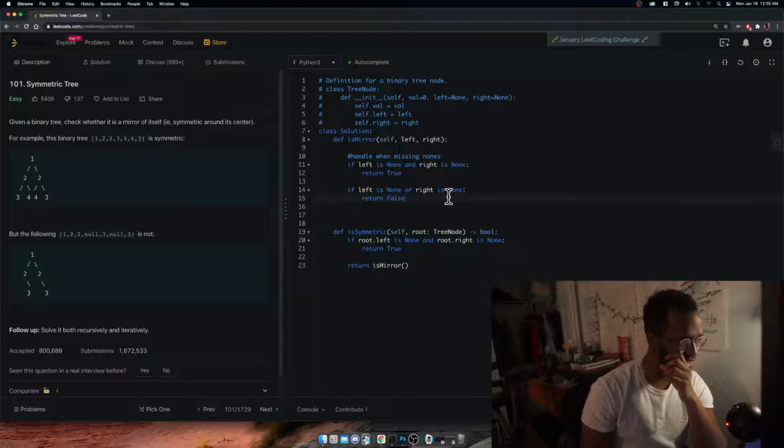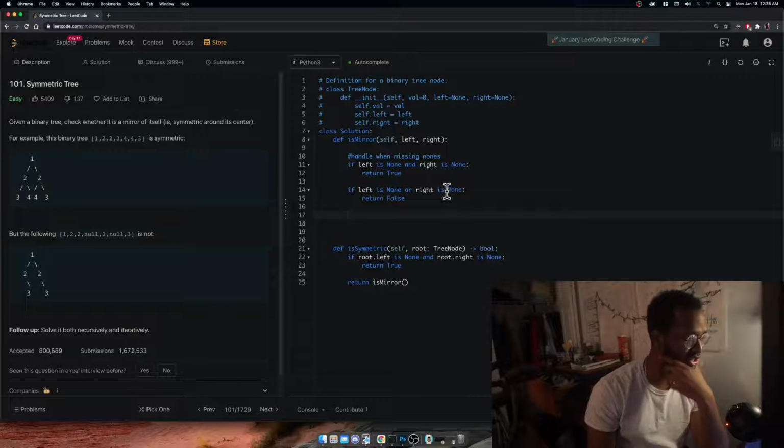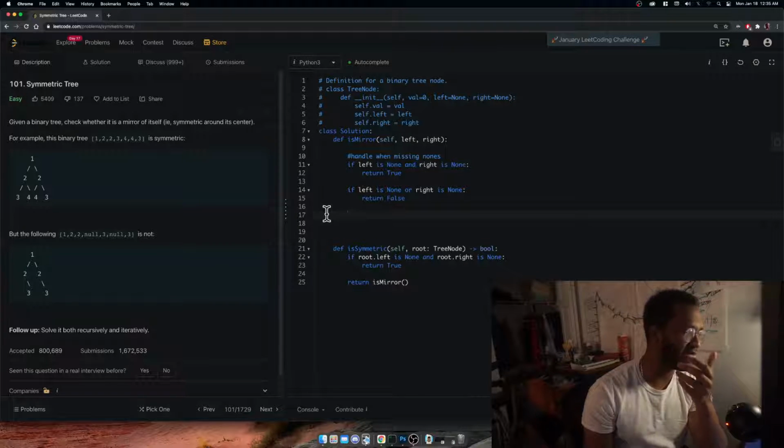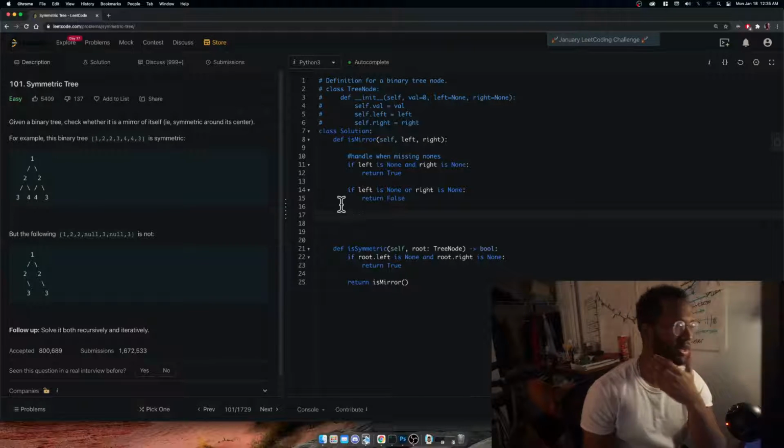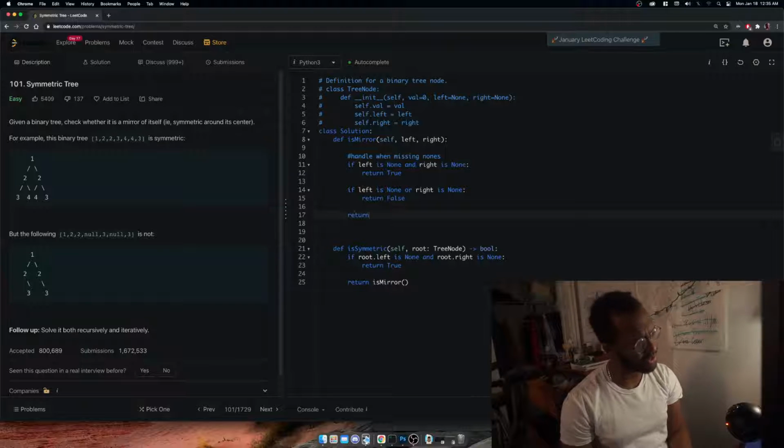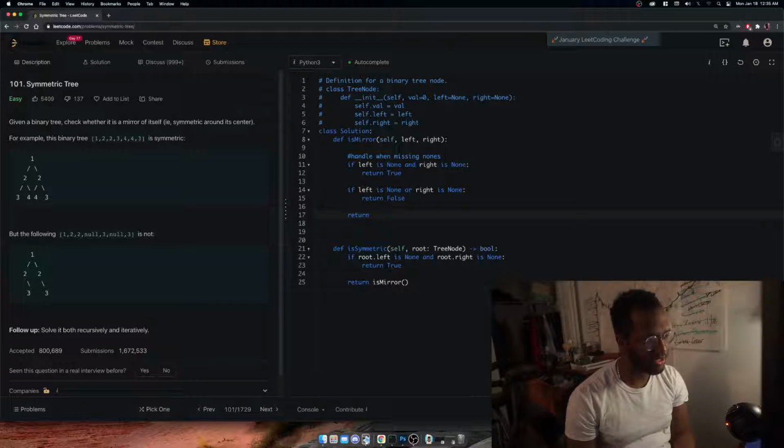So what's left is to handle when values do exist. When things don't exist, we've handled that. Now we need to handle when both left nodes and right nodes exist, and make sure the values are the same. So what we're going to do is return is mirror. We're going to return this function as a function of itself.